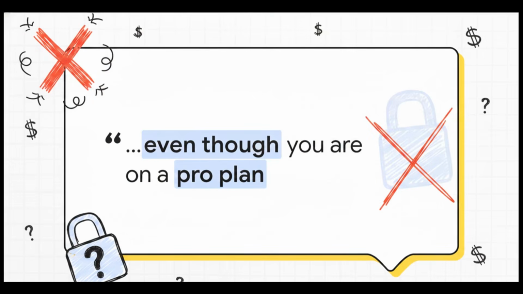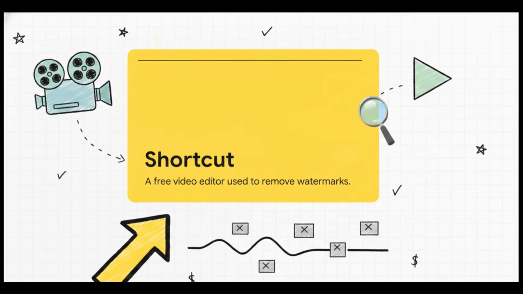And you know what makes it even more frustrating? According to our source tutorial from KStudio, this watermark shows up even though you're on a pro plan. Yeah, you heard that right. You'd naturally assume that paying for a premium subscription would just get rid of it. But it simply doesn't. Well, I've got some excellent news for you.